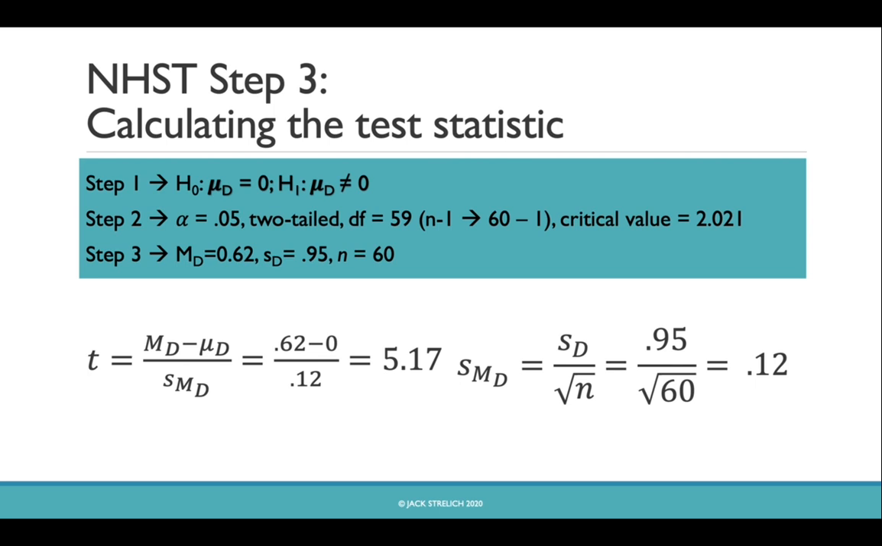In the numerator of the test statistic, we subtract the hypothesized population mean difference, which is 0, from our observed mean difference in our sample, which was 0.62. Dividing 0.62 by 0.12 gives us a t-value of 5.17. Again, really flying through the math here, I strongly encourage you to watch the stats class video, which goes through this process in more detail.